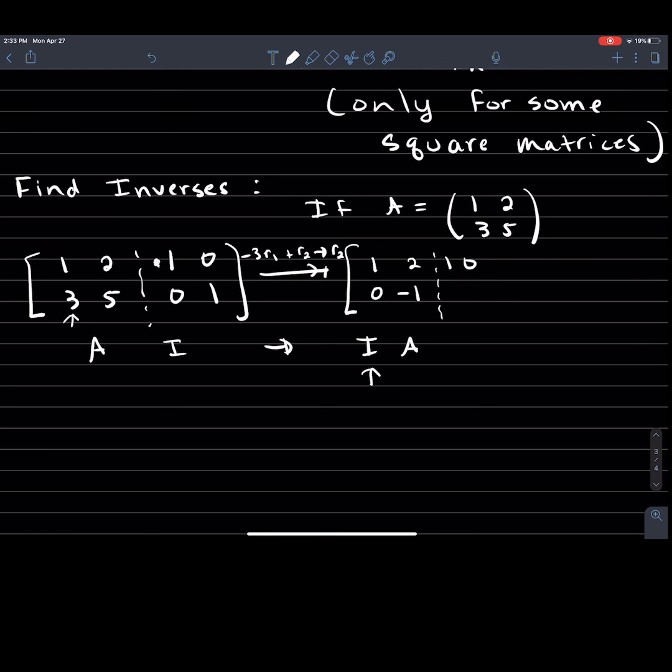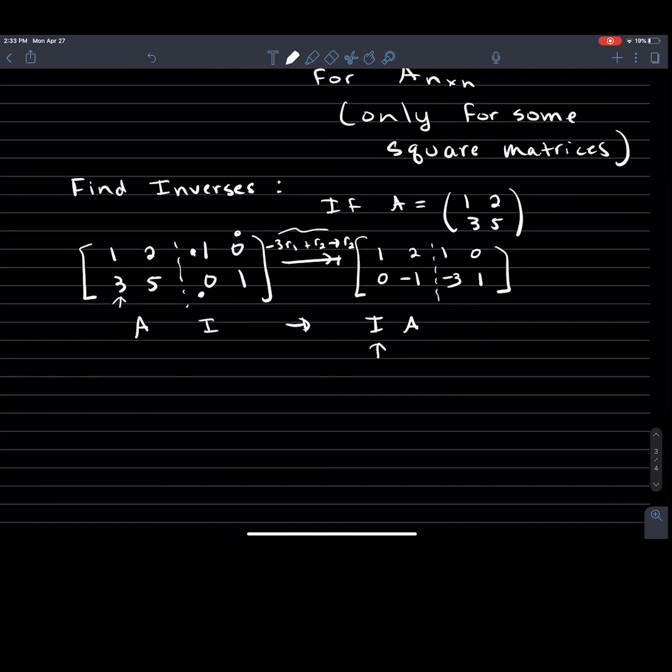Minus 3 times 1 plus 0 is minus 3. And minus 3 times 0 is 0. I'm adding 1. I get 1. So if you ever forget what you're doing, it's listed there. And we're going to keep going with this.